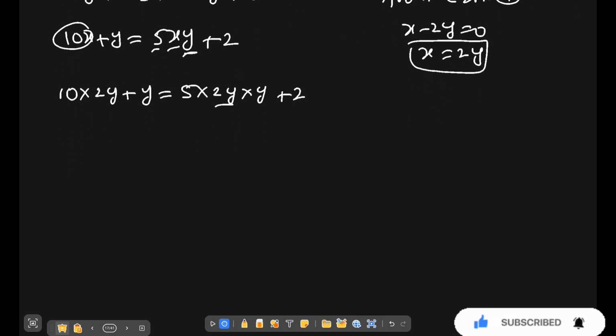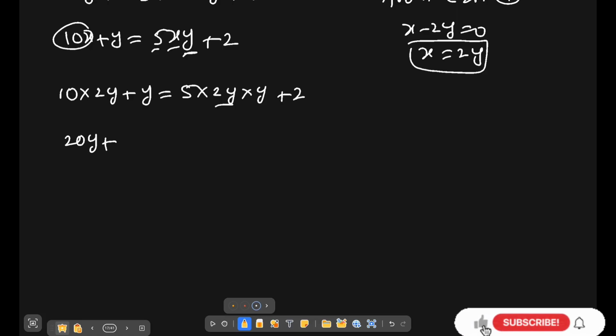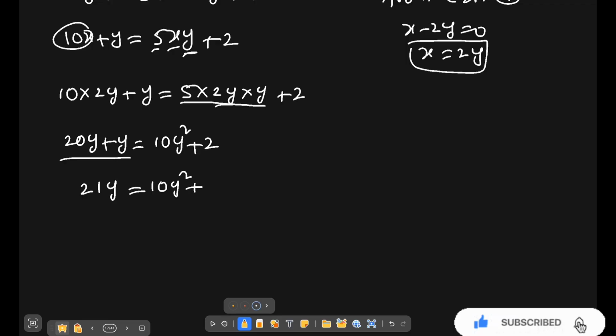Now this will become 10 into 2y, 20y plus y is equal to 5 into 2 into y into y, it is 10y square, plus 2. So 20y plus y is 21y, equal to 10y square plus 2. Send this 21y to the right side. Now 0 is equal to 10y square minus 21y plus 2.